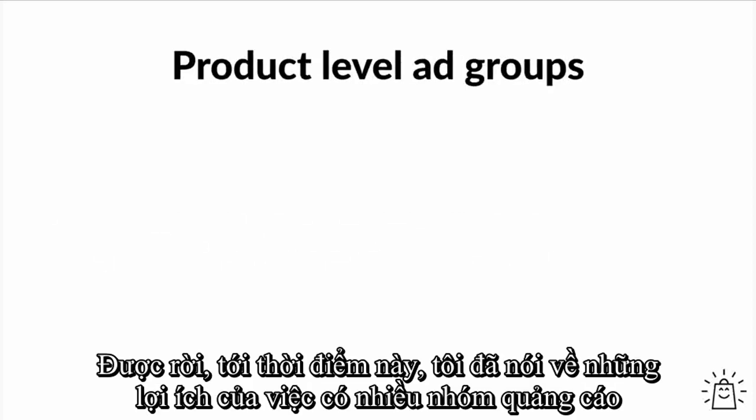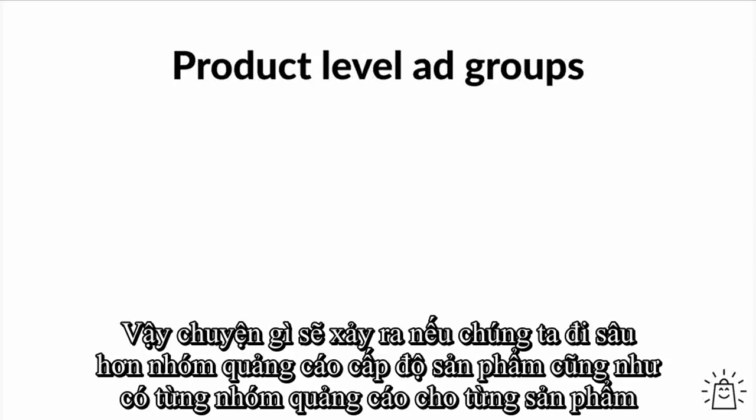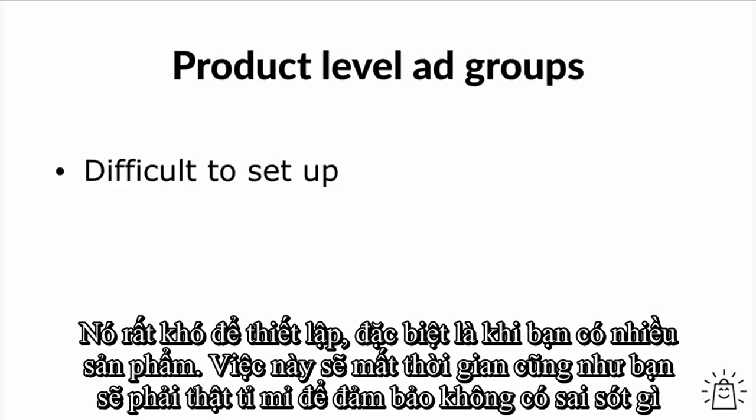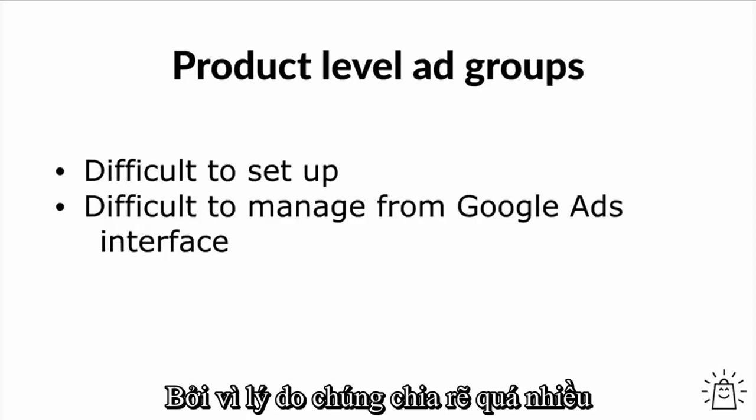Okay, so up until now I've talked about the advantages of having multiple ad groups. So what happens if we go down to the product level ad groups and have a single ad group for each product? Well, it's difficult to set up, especially if you have a lot of products. This takes a while and you have to be pretty meticulous to make sure nothing goes wrong. It's also difficult to manage from your Google Ads interface because it's so split up.